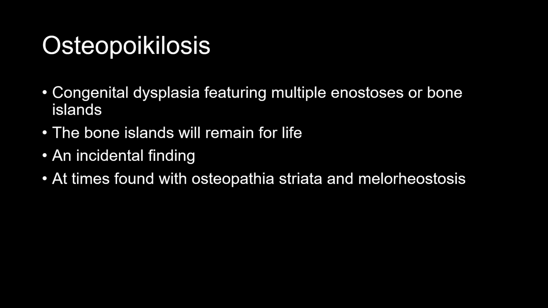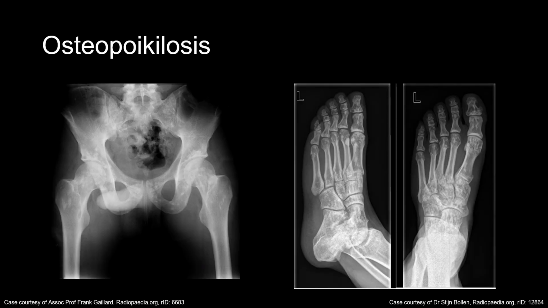Osteopoikilosis is a dysplasia with multiple enostoses or bone islands. So you've got these bone islands in multiples, creating a polka dot type of appearance within the affected bones. It is an incidental finding and is at times found with osteopathia striata and melorheostosis, which we'll talk about next. So, quick examples of osteopoikilosis.